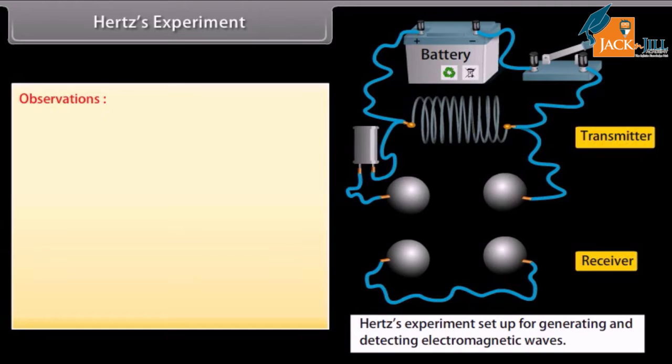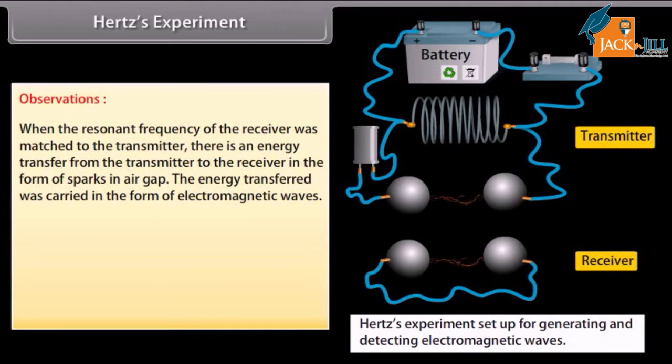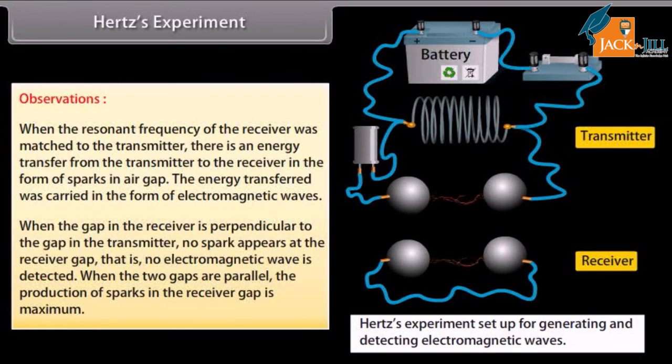Observations. When the resonant frequency of the receiver was matched to the transmitter, there is an energy transfer from the transmitter to the receiver in the form of sparks in air gap. The energy transferred was carried in the form of electromagnetic waves. When the gap in the receiver is perpendicular to the gap in the transmitter, no spark appears at the receiver gap. That is, no electromagnetic wave is detected. When the two gaps are parallel, the production of sparks in the receiver gap is maximum.